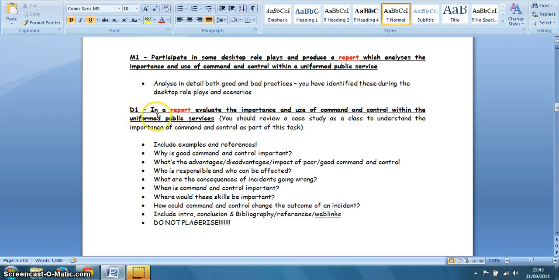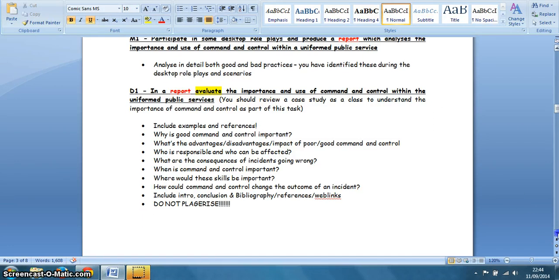Looking at D1 now, again, this can be an extension of M1 or it can be a separate report, whichever you want to do. But the key word here is evaluate. So you've got to be looking at the importance and use of command and control within uniform public services. I've got in brackets that you should review a case study as a class to understand the importance. That doesn't mean you have to include the case study in D1, but it does mean you have to do this exercise to understand how to evaluate the importance and use of command and control. So just to be clear, you do not have to include the case study in your report.